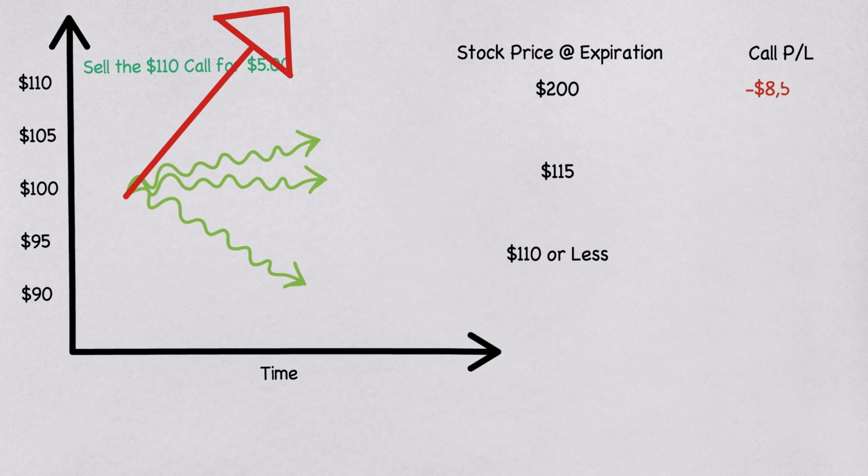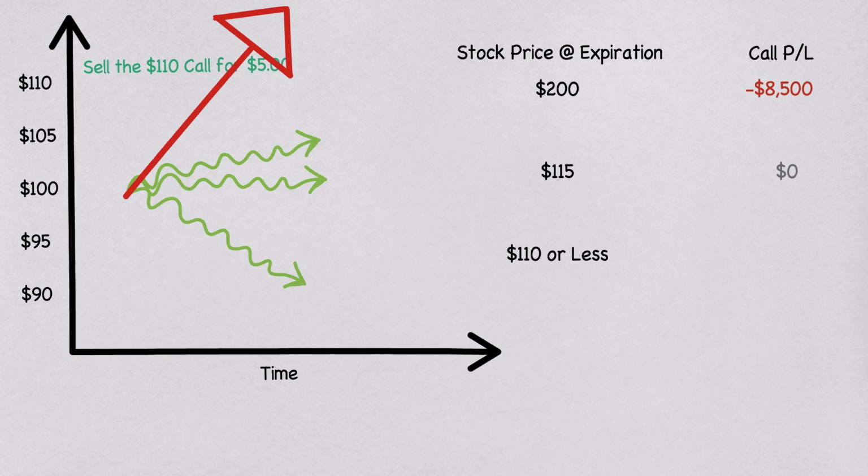So if the stock price ended up increasing to $200 per share, which would be a monstrous move, the loss from selling that call would be $8,500 per call contract. Now that's because with the stock price at $200, that 110 call is going to be worth $90 because it has the ability to buy shares of stock $90 below the stock price. And since we sold it for $5, that means we would have a loss of $85 per call contract. And with the option contract multiplier of 100, the loss would be $8,500 per call that was sold.